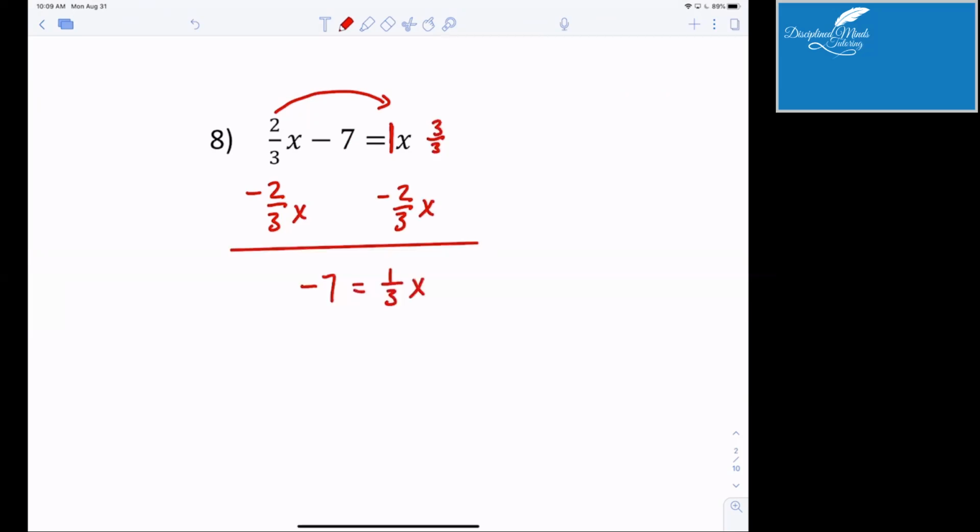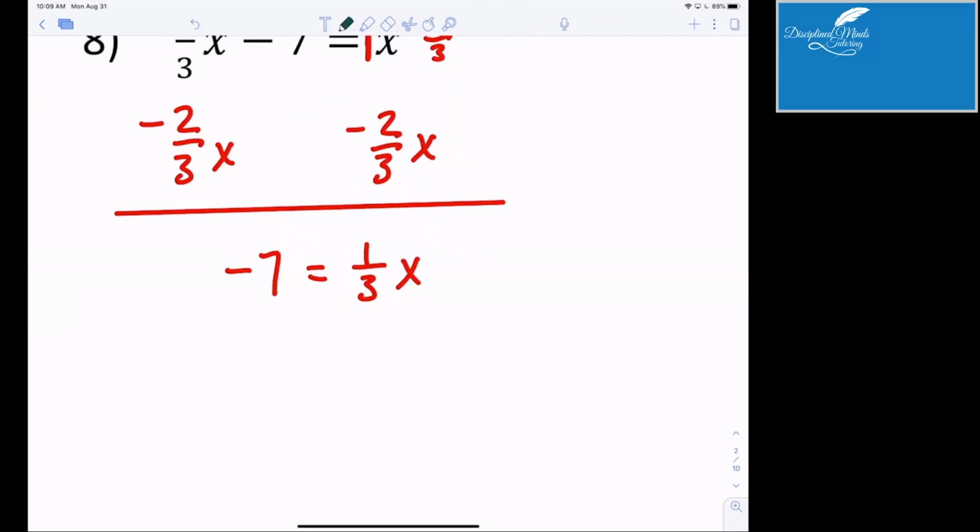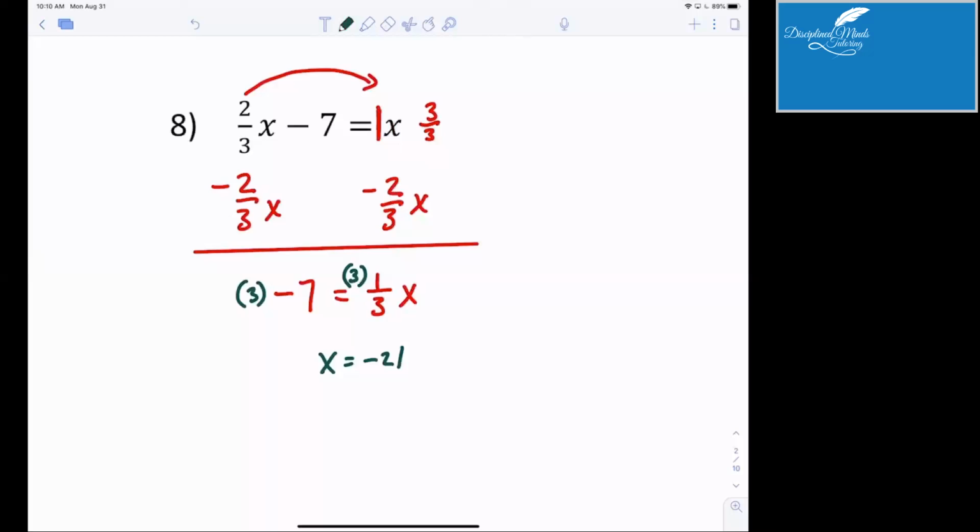Now again, we're getting rid of the fraction, so I'm doing what to both sides? Yes, multiply them by the reciprocal. In this case, the reciprocal is just 3. So we know x is equal to negative 21. How's everybody doing on that? You okay? All right, here we go.